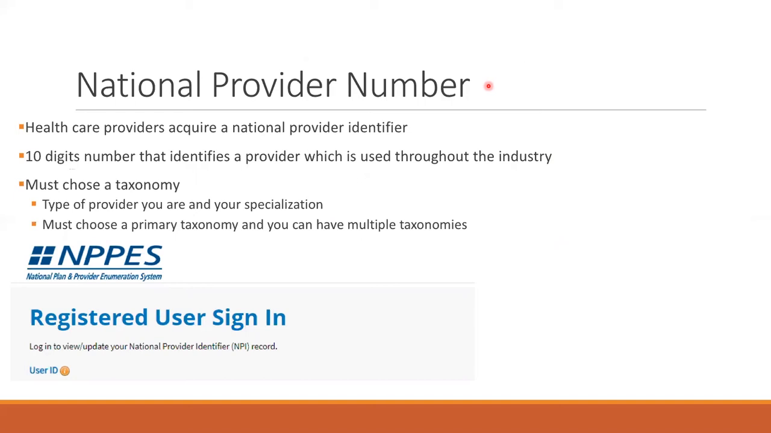And all healthcare providers are required to acquire this identification number through the NPPES system maintained by the government. And when you register, you have to choose a taxonomy to indicate what type of provider you are and what your specialization is within your provider type. And you always have to designate a primary taxonomy, and then you can have multiple taxonomies after that. And we'll go through what some of those look like. But every one of you will have to establish an account and get an NPI, and these are 10 digits long.